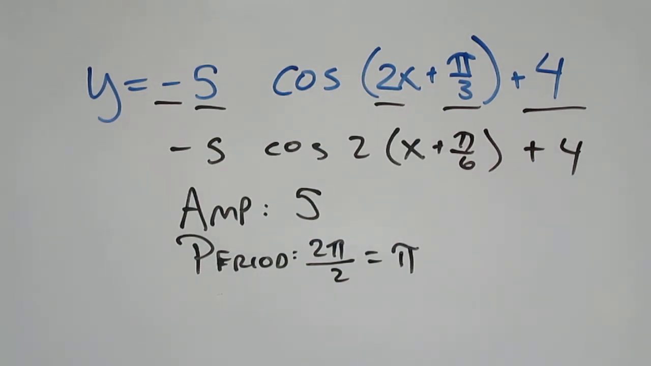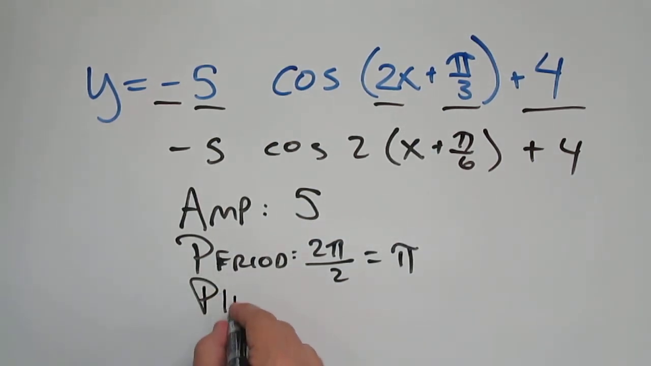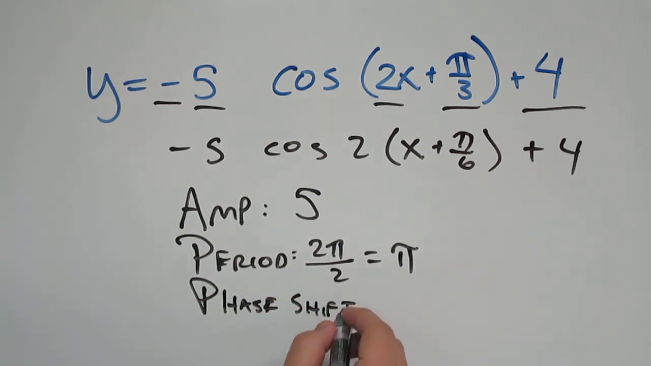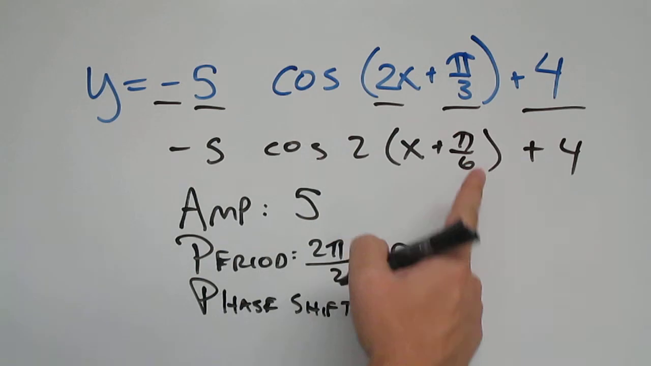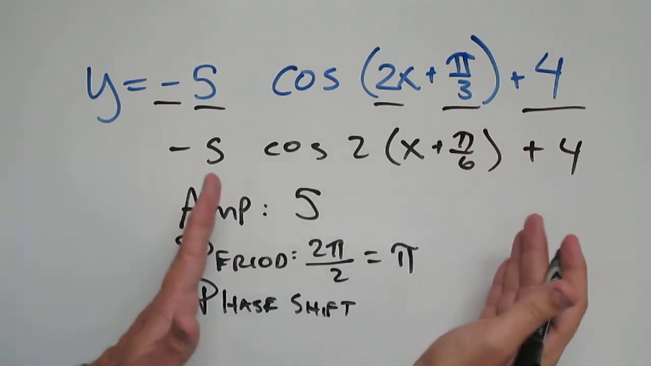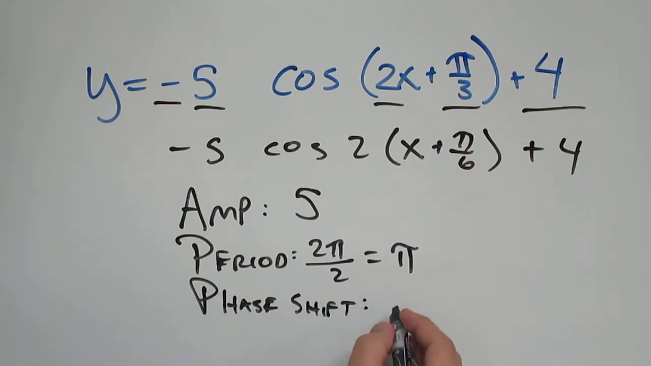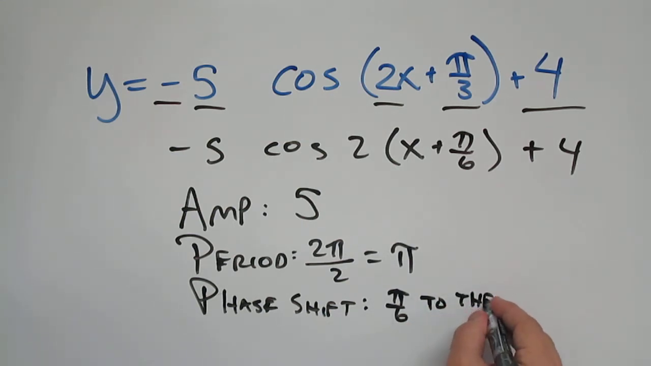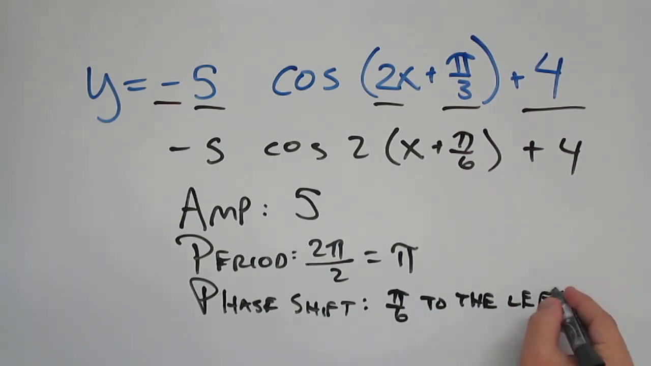And then the last thing is the phase shift, and you'll notice that because I factored out that 2, it makes the phase shift much easier to see. Remember, that's a transformation or a translation inside, so it's backwards. So I would say the phase shift is pi over 6 radians to the left. And that's a couple examples of the types of things that you should be able to do from this section.